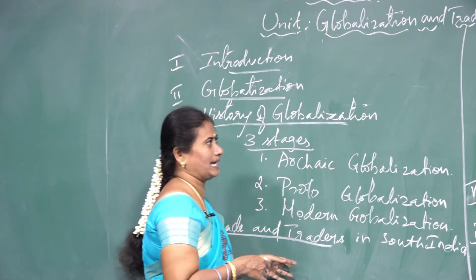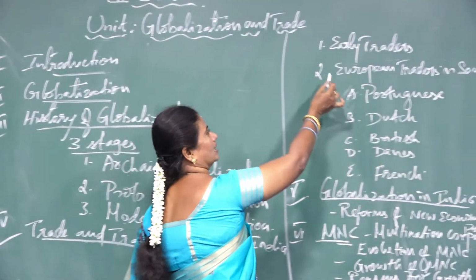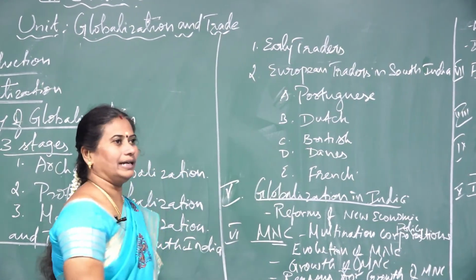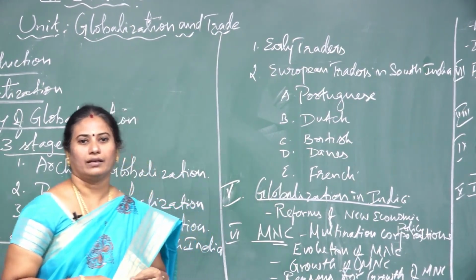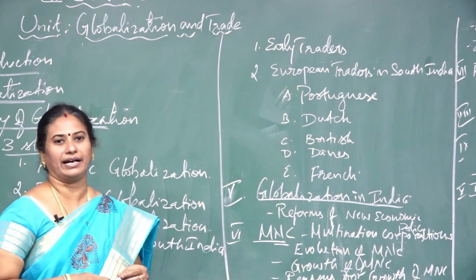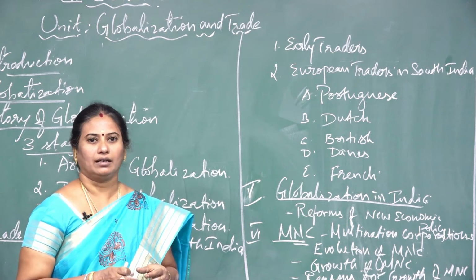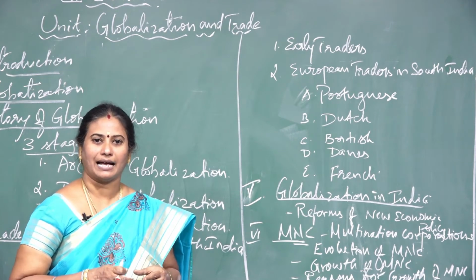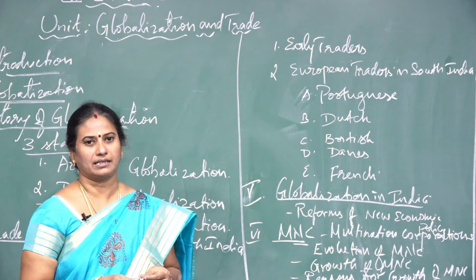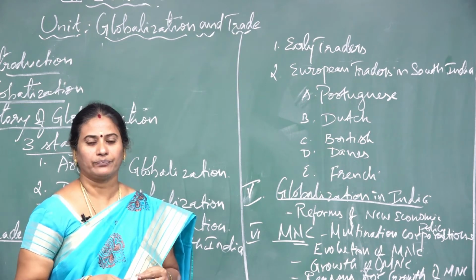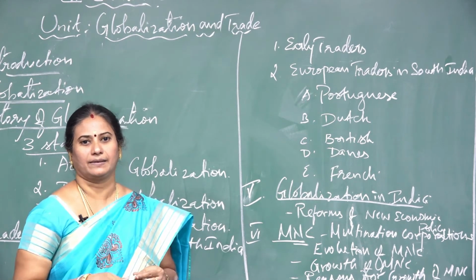Next, I am going to explain early traders. In 1053, the Kalinga traders first brought red colored stone decorative items along with cotton textiles to Southeast Asia for trading purposes.